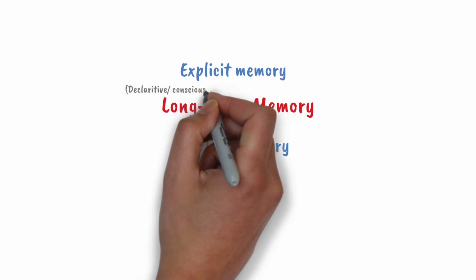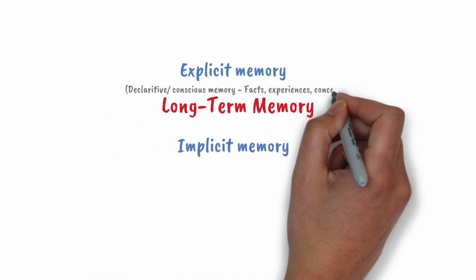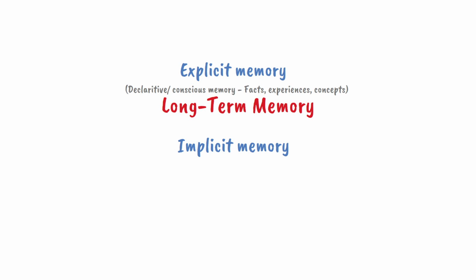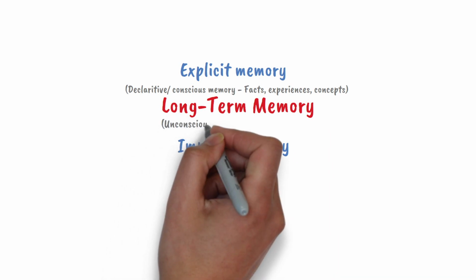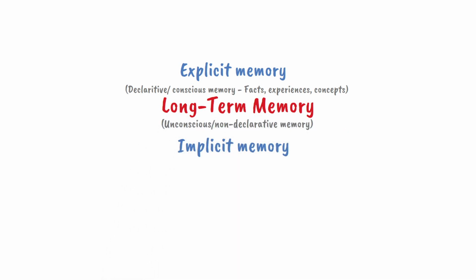Hey, today we are going to talk about long-term memory. Long-term memory has a lot of subdomains, but let's start with two major subdomains called explicit memory and implicit memory. Explicit memory is also known as declarative memory or conscious memory, and we use it to recall facts, experiences, and concepts. Implicit memory is known as unconscious or non-declarative memory, which refers to the information that we do not store on purpose and is unintentionally memorized.